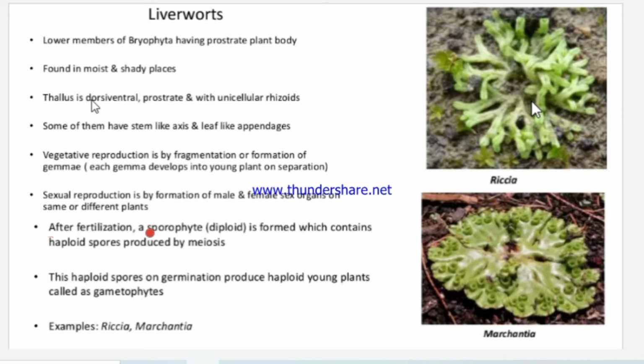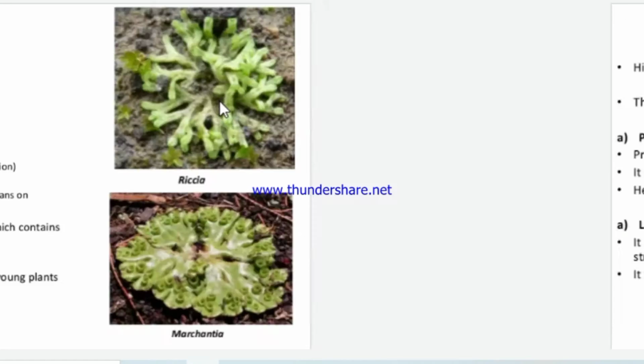After fertilization, a sporophyte or a diploid is formed which contains haploid spores produced by meiosis. These haploid spores upon germination produce haploid young plants. And the examples are Riccia and Marchantia. So, Riccia looks like this. They are very small plants along the surface of the ground. And Marchantia, you can see them very commonly during the rainy season along the sides of the drains.